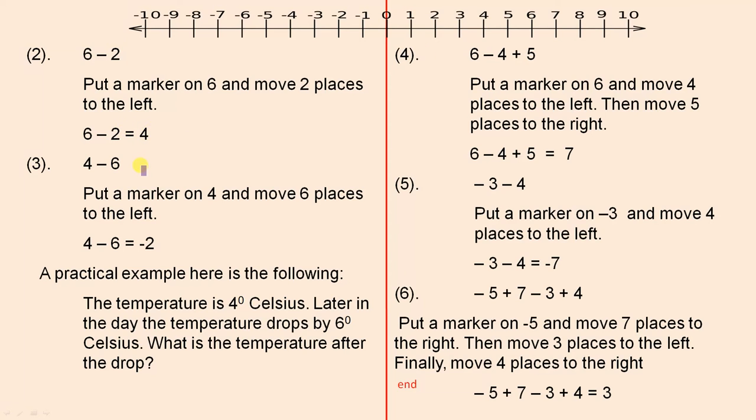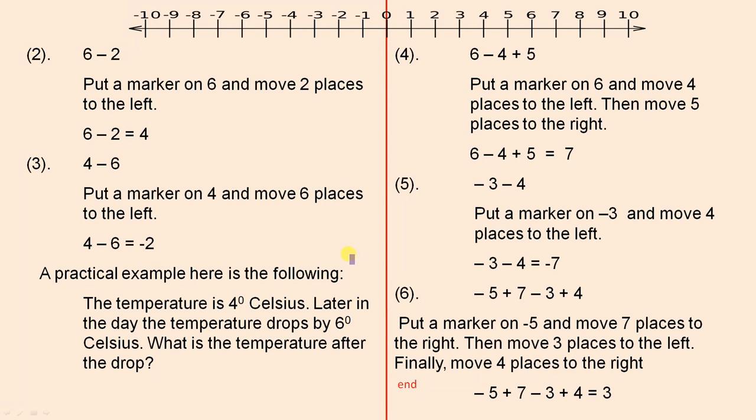The next example, we're trying to work out 4 minus 6. Since 4 is the first number, put a marker on 4. So I'll put the marker there and move 6 places to the left because it says minus 6. When it says minus, remember, you move to the left. So there's the marker on 4. So let's move 6 places to the left. 1, 2, 3, 4, 5, 6, and we get minus 2.